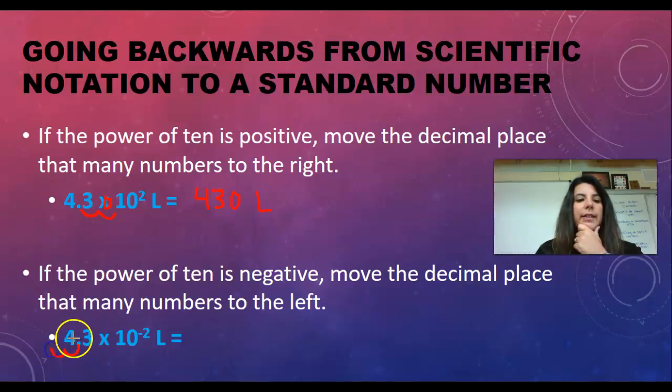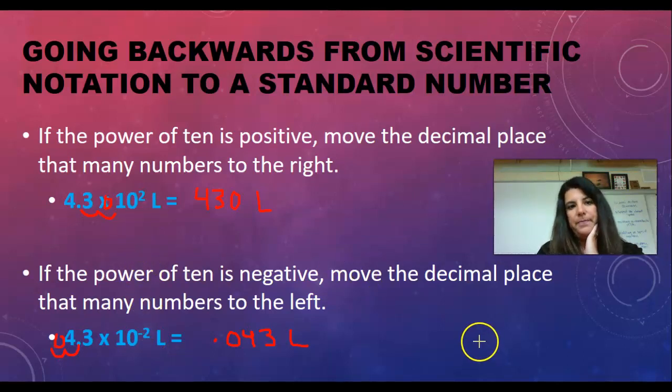If the power of 10 is negative, then you're moving the decimal point to the left. So 1, 2, because it's negative 2. Fill in the 0 for that placeholder there, and you would have 0.043 liters. So we're going from scientific notation to a standard number. Look at the power. The power tells you how many spots to move. The negative or positive tells you what direction.